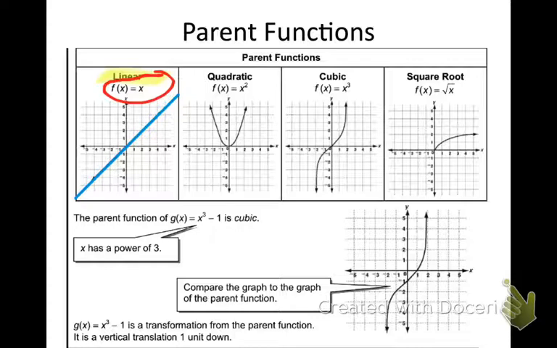Okay, so a linear function would have the invisible exponent 1: f of x equals x. And that can go for any range of things. You know, I could have f of x equals 2x. That's still going to be a linear function.